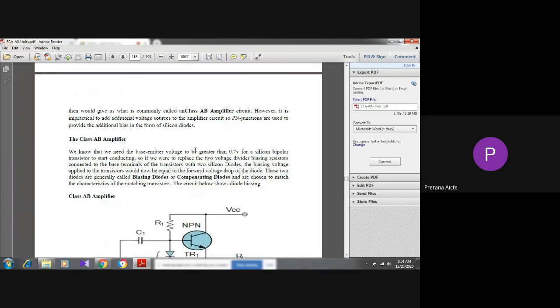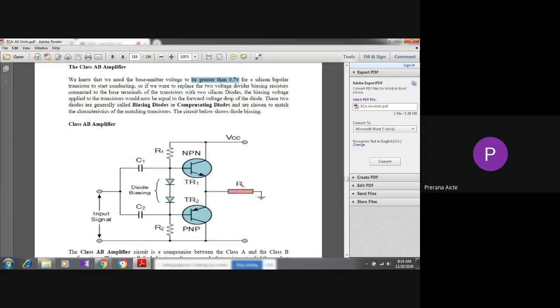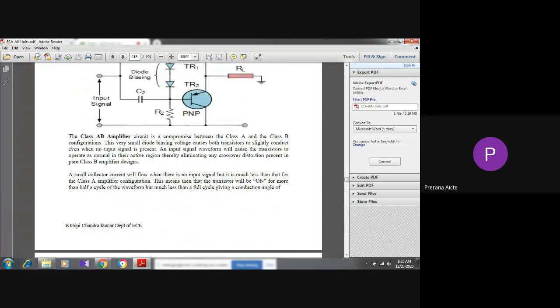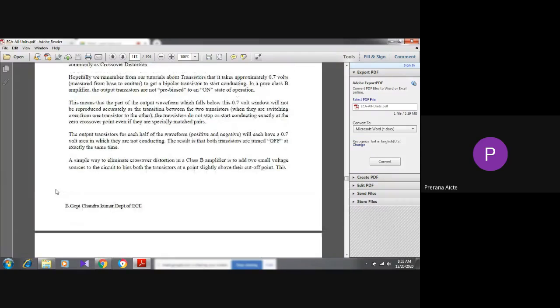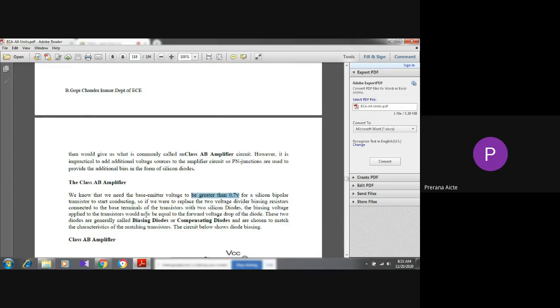Here the main point is this: to maintain the base emitter voltage, we have added two diodes. The circuit is a compromise between class A and class B configuration. The very small diode biasing voltage causes both transistors to slightly conduct even when no input signal is present. That is the important point here. An input signal waveform will cause the transistors to operate in the active region, thereby eliminating any crossover distortion. In class B push pull you have a chance of crossover distortion, so how to avoid this crossover distortion is by using this class AB.